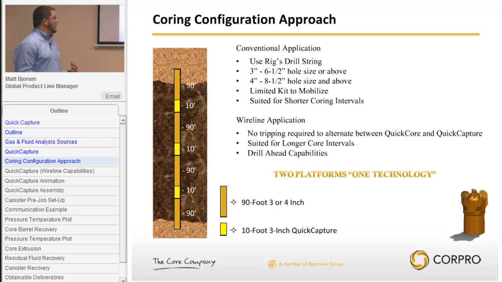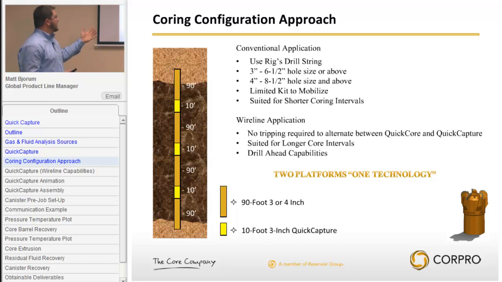As we move into the wireline application, the big point that we need to discuss here is there's no tripping required in between coring intervals. If you look at the coring configuration on the left side of the screen, we can easily go from 90-foot coring applications, go straight into a quick capture application, go back and forth as we go down the hole. The other benefit that is capable is drill ahead capabilities. If we have long coring intervals and short drill breaks, we simply insert a drill insert and drill from each coring interval to the next as we travel down the hole.